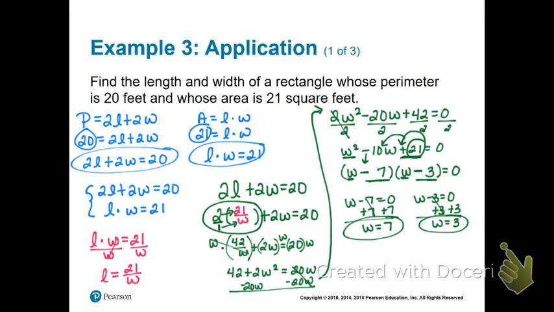But we also need to know our length, don't we? So remember, our length was equal to 21 over W. So it's going to be 21 over 7, which is 3. And when the width is 3, the length is 21 over 3, which is 7.